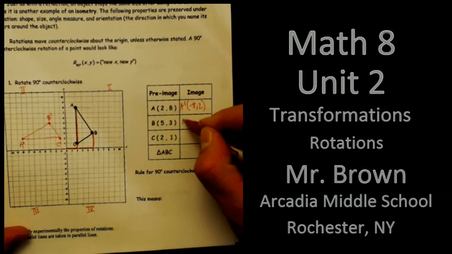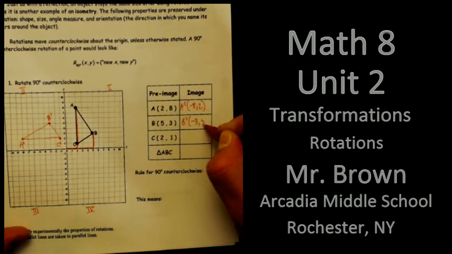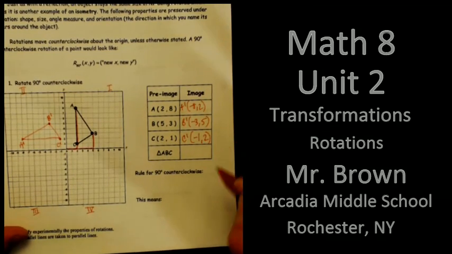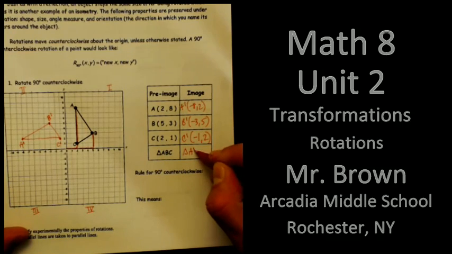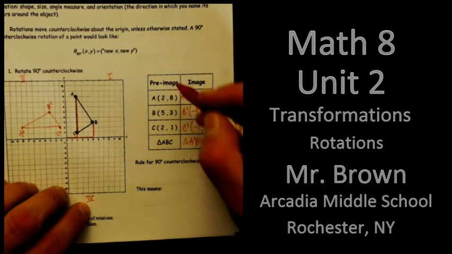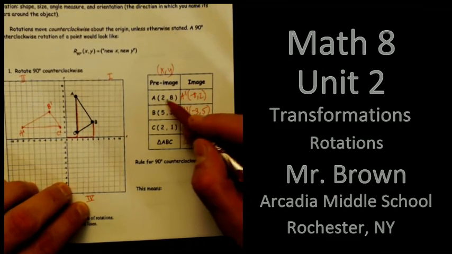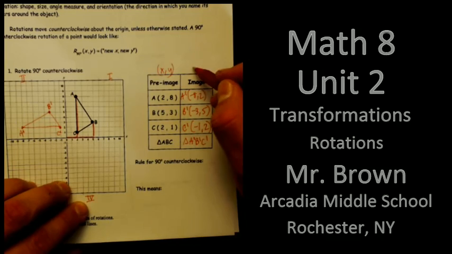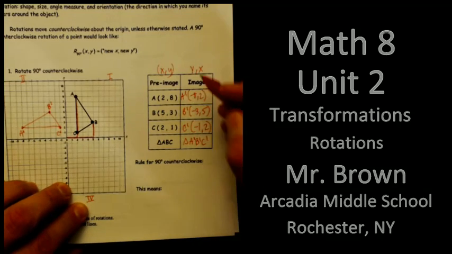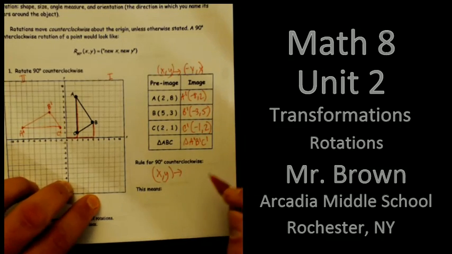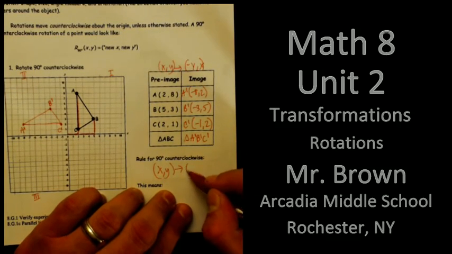Alright? So this is pretty simple right here because A prime we found was actually now at negative 8, comma 2. B prime was at negative 3, comma 5. C prime is negative 1, comma 2. The triangle ABC becomes triangle A prime, B prime, C prime. If you notice what happened here, if this was X comma Y, or 2 comma 8, notice what happened here. The X and the Y switched places. So what happened is that the Y and the X would switch places. And notice how that Y value became the opposite value. Right here, that is the rule for a rotation of 90 degrees counterclockwise.